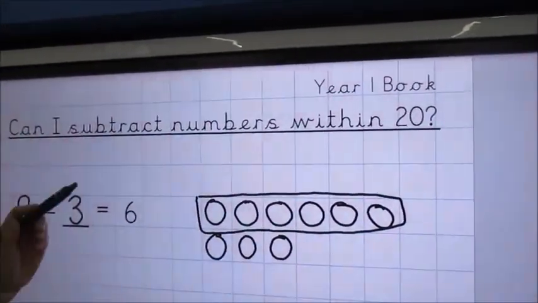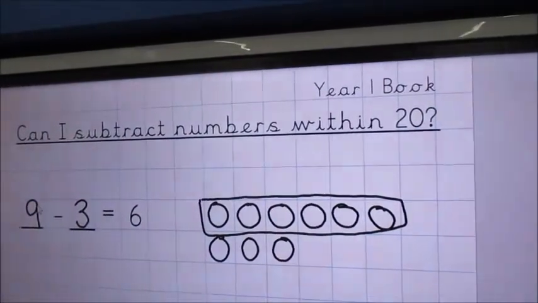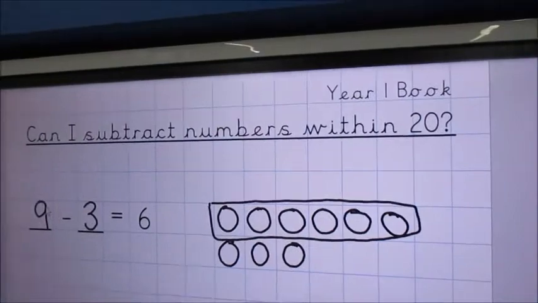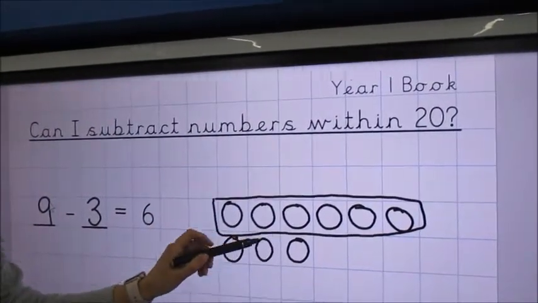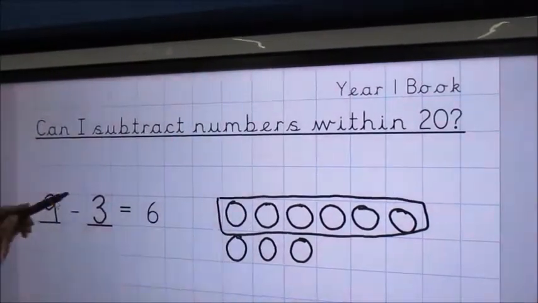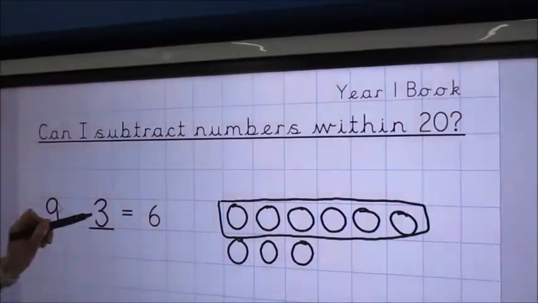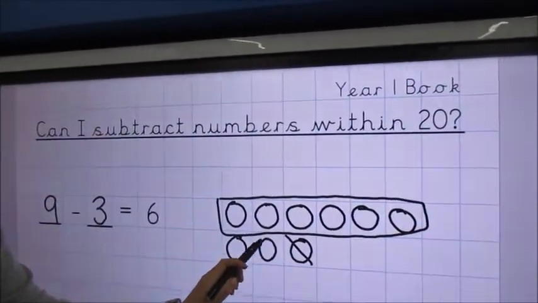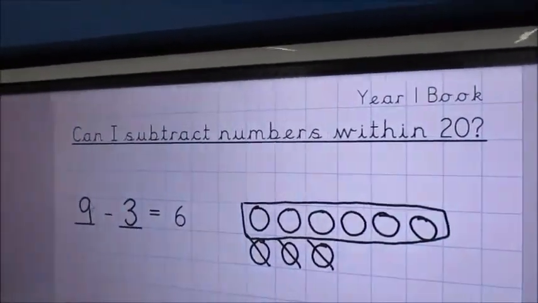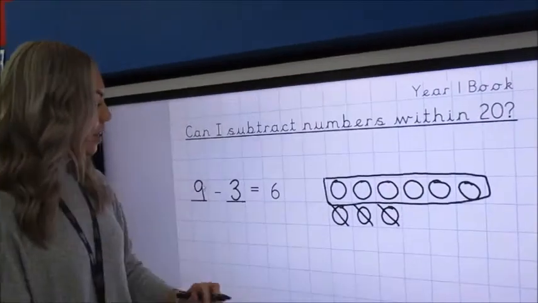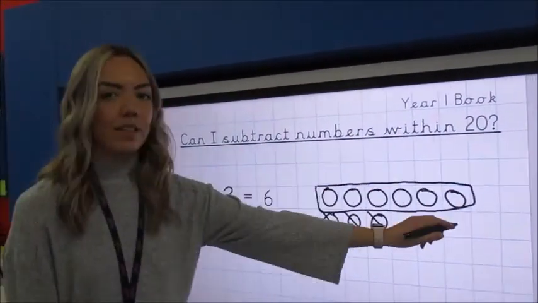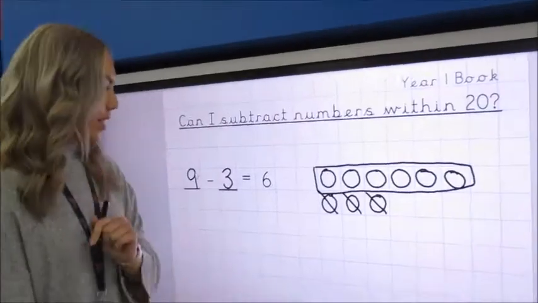And I know my number needs to be bigger, so I've added 3 more to see if that would work in our number sentence. So I've started with 6, 7, 8, 9, started with 9, and then I've taken away 3, and that's really easy to see because I still got my 6 left that I started with. So 9, take away 3 equals 6, and I've got my 6 there at the end.